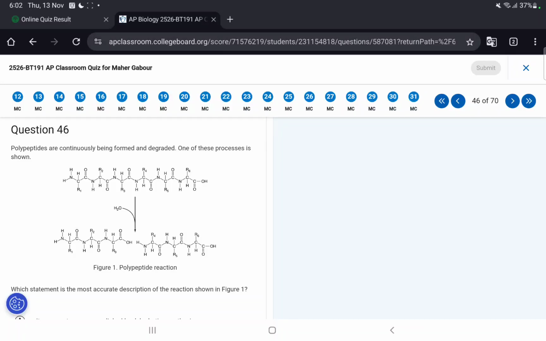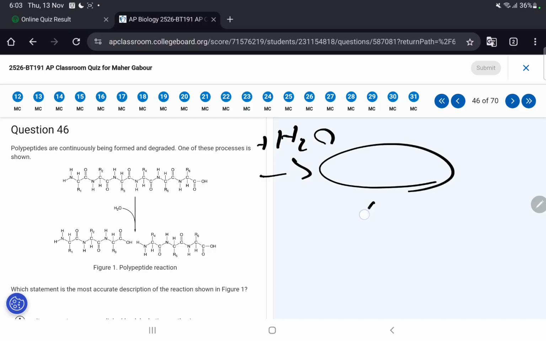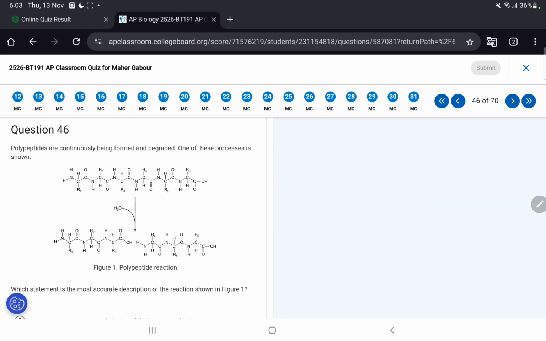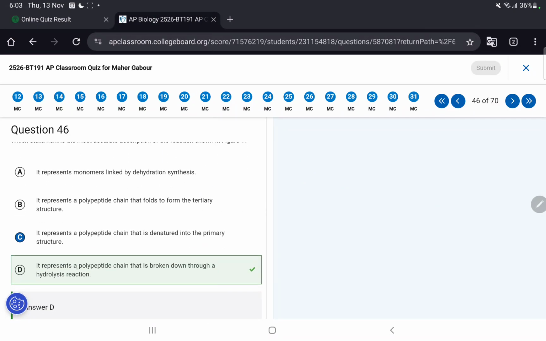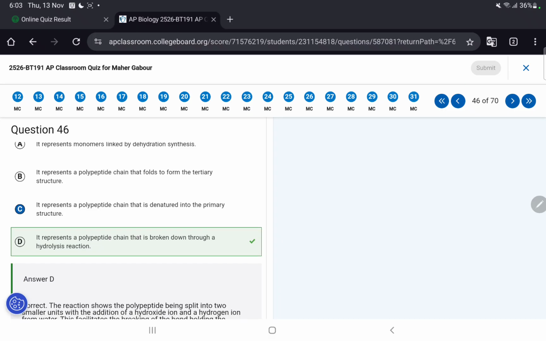Here we are seeing the opposite of a dehydration condensation reaction. We are looking at hydrolysis. Hydrolysis is when you add water to a big molecule to break it up into two smaller molecules. That is what's happening here. So it represents a polypeptide chain that is broken down through a hydrolysis reaction.